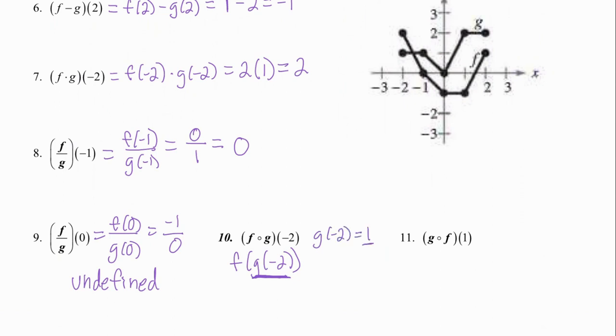So I can take that 1 and plug it in. So now instead of finding f of g of -2, I'm really just finding f of 1, which is a little bit easier to work with. So we look at 1, and f of 1 is -1. We see that here.